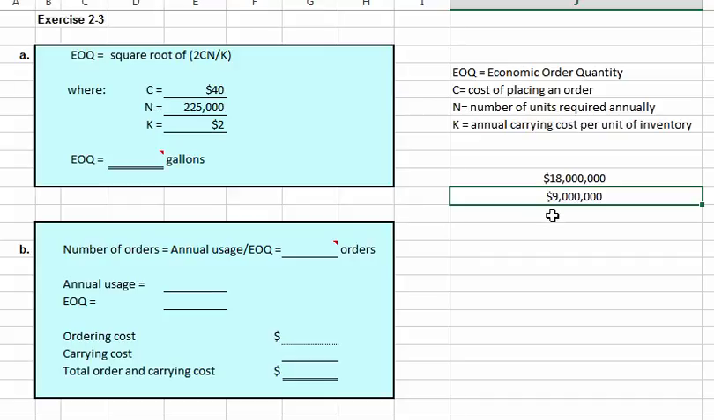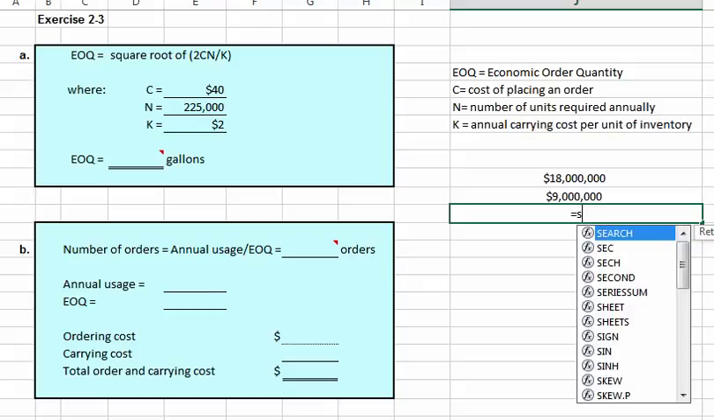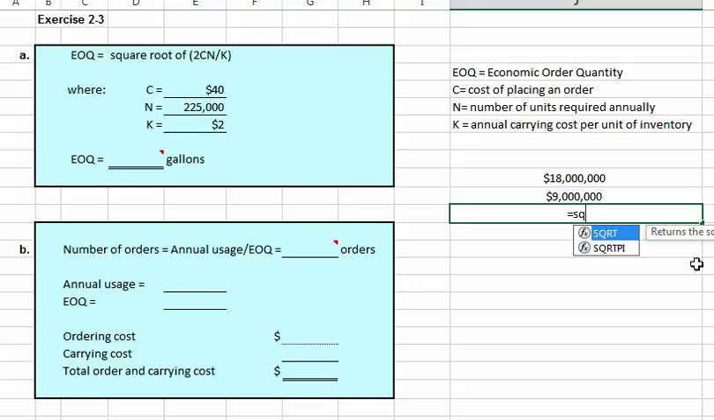Or what times itself would give you 9 million. Well, to get the formula to come up here, I put SQ, and then see this one, SQRT, returns the square root of a number. That's the one I'm going to pick.